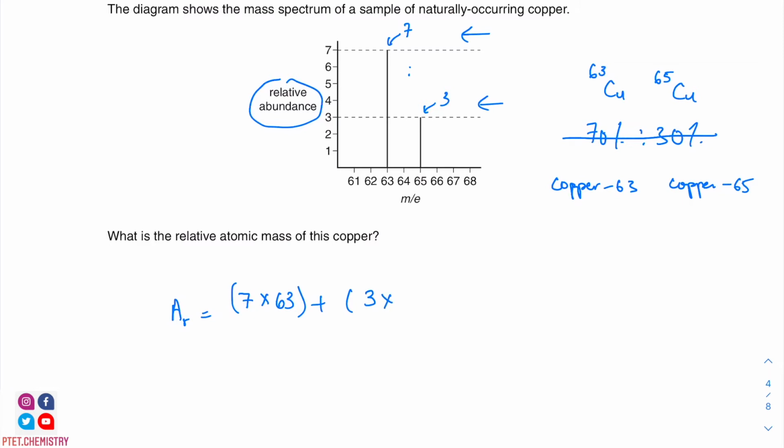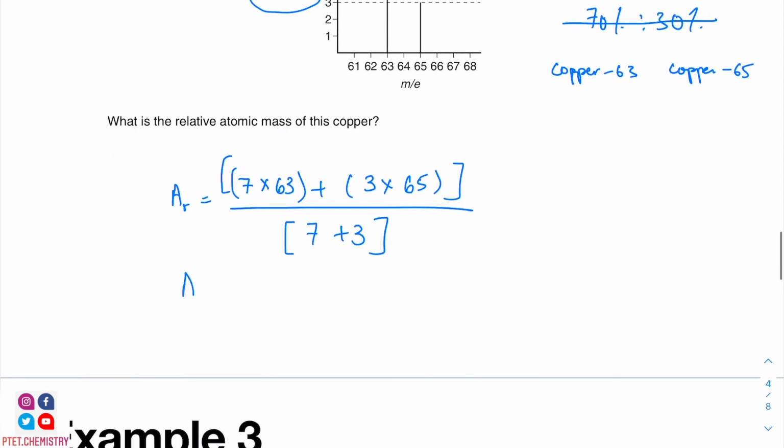3 is the relative abundance multiplied by the isotopic mass. Now, instead of dividing by the total of the percentage, because I still want the mass, right? I still want the average mass. So I do not divide by the sum of the average mass. I divide by the sum of the relative abundance. Whatever I multiply for my relative abundance, I sum them up. Okay? It's not always divide by 100.